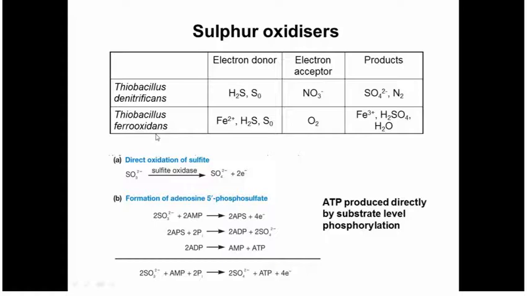Now, the other type of sulfur oxidizers, Thiobacillus denitrificans, can generate energy anaerobically by using hydrogen sulfide as the electron donor and nitrate as the electron acceptor. Because if you remember the order of who's the best electron acceptor, you've got oxygen, nitrate, then sulfate. So reduced sulfur compounds can give up their electrons to nitrate.